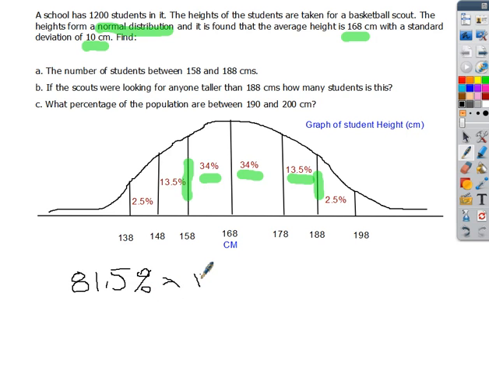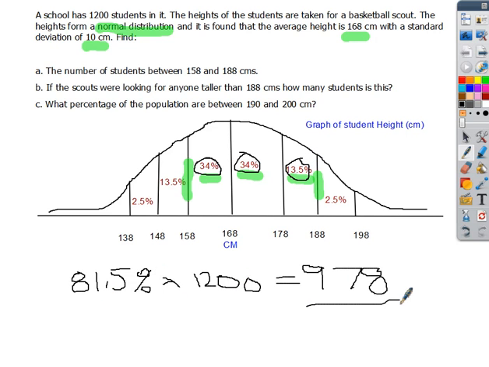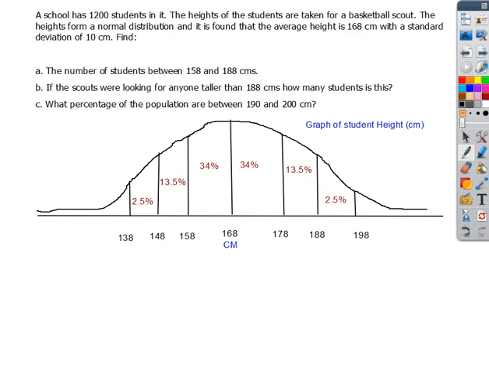My population is 1,200. So I times them out and I'll get a grand total of 978. So once again, I've added these up from here: 34 add 34 add 13.5 is 81.5. 81.5% times 1,200 gives me 978 students. Pretty cool.